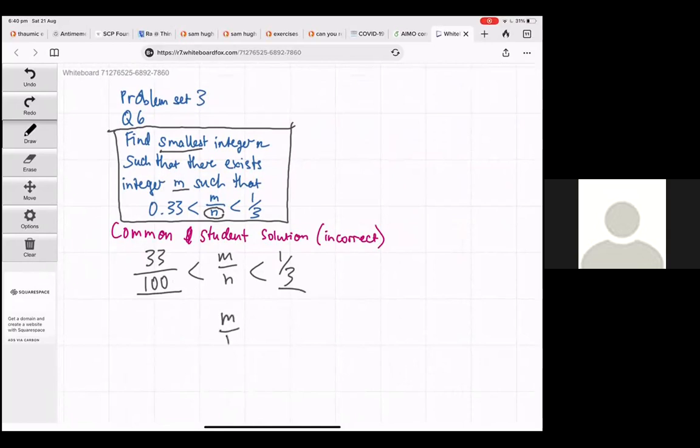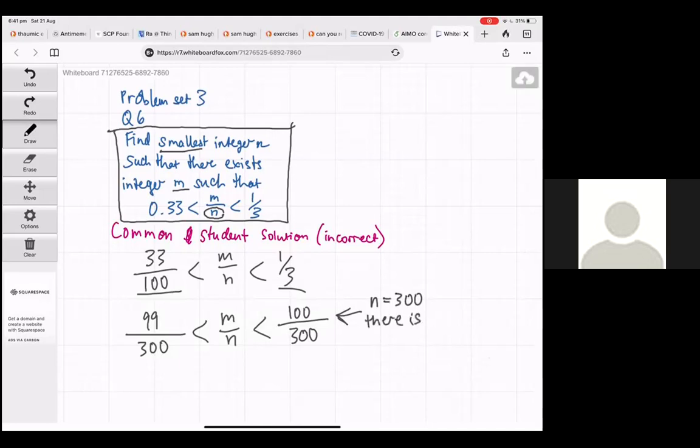But I'm not going to change this m on n. I just want the outsides to be comparable. So we get 99 on 300. And on this side, we get 100 on 300. So a lot of students at this point realized that if n was to be 300, then there is no integer m which makes this work, because there's no integer that's strictly between 99 and 100. So that means that n can't be 300.